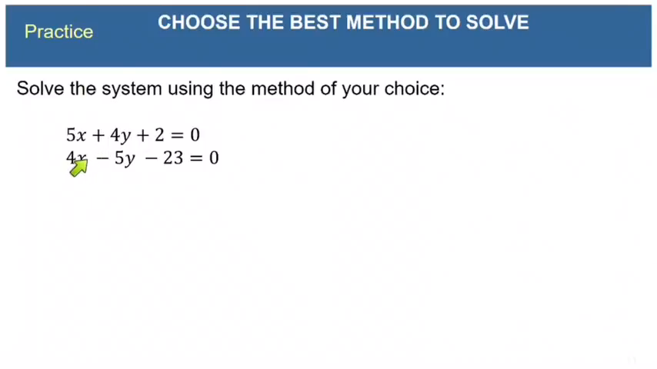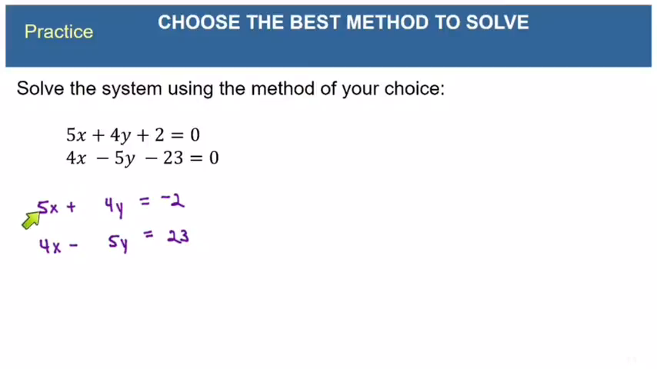This system is not in the same form that we've seen the other two in. This one happens to have the constants on the left, so the first thing I would do is move those constants to the right. And now I would look at my coefficients and I see that I have a 5 and a 4 and a 4 and a 5, and none of them are 1s. So I'm going to say substitution is out here. And so we want to use the elimination method.